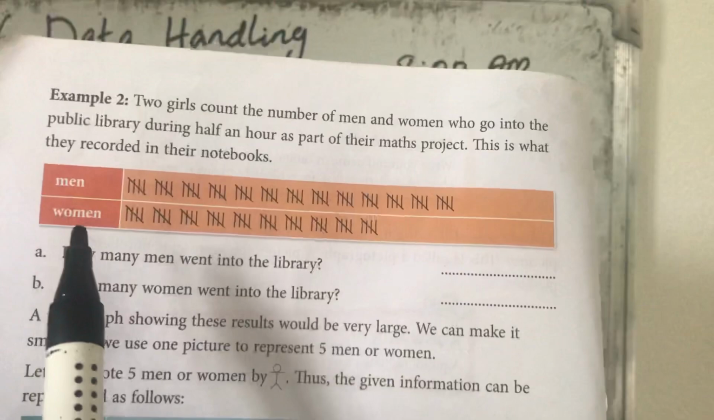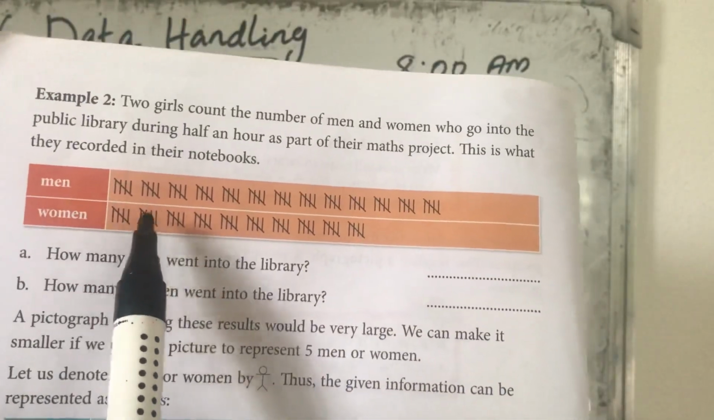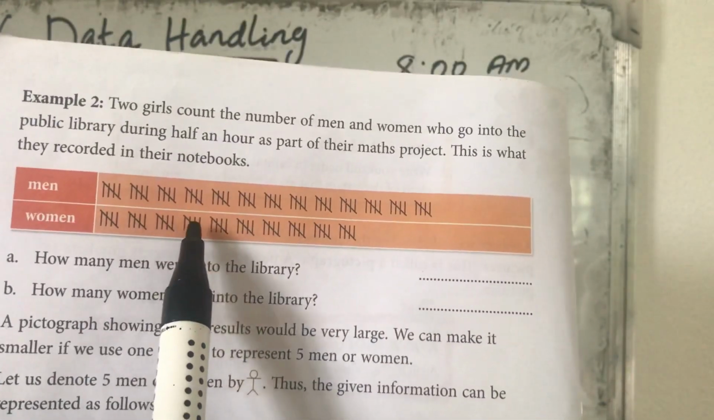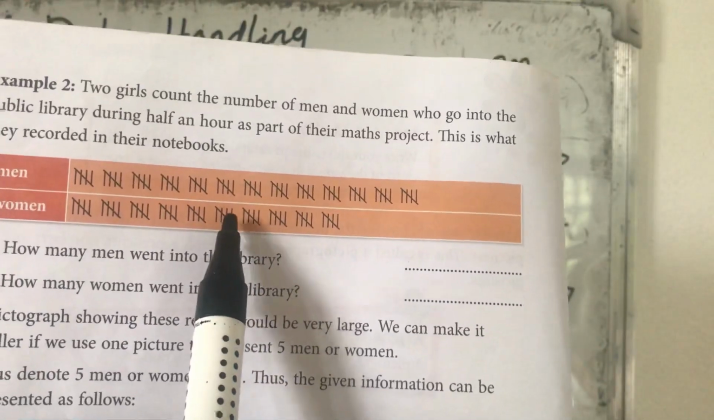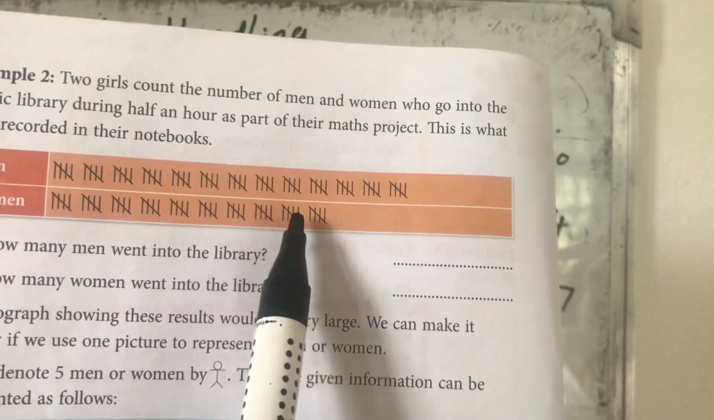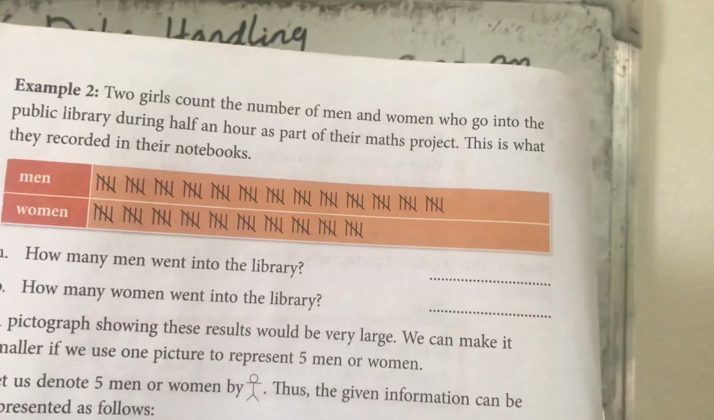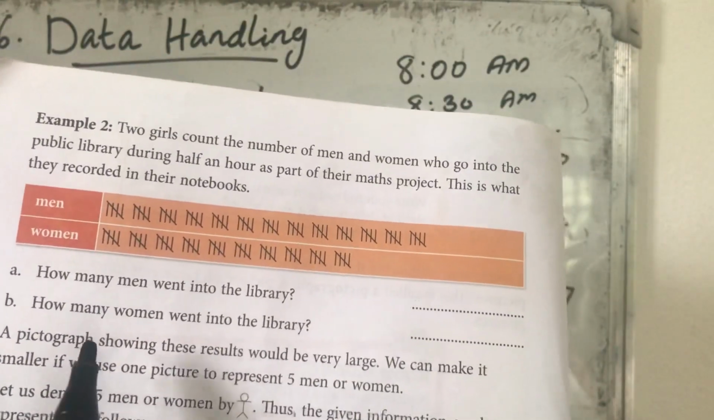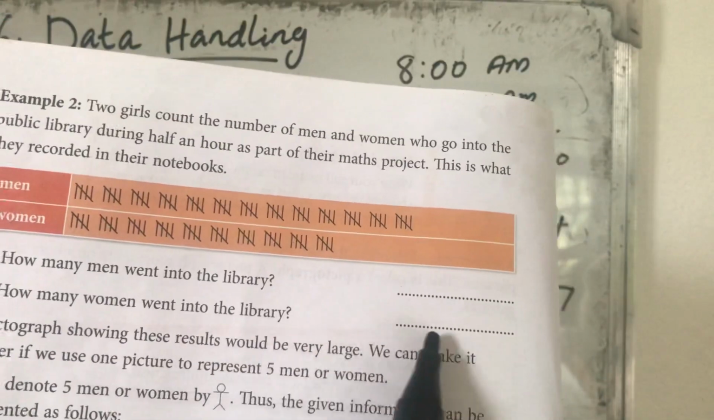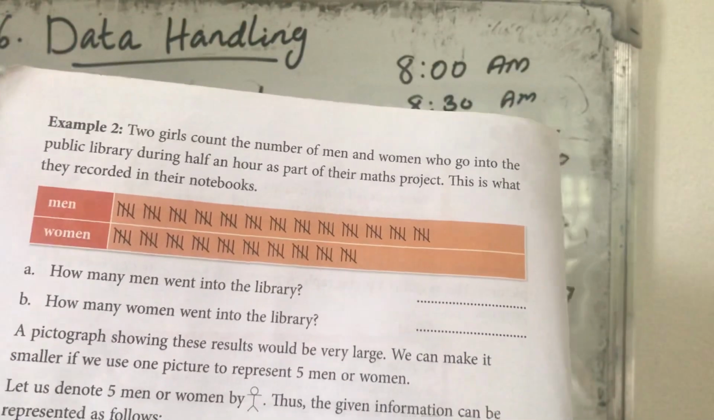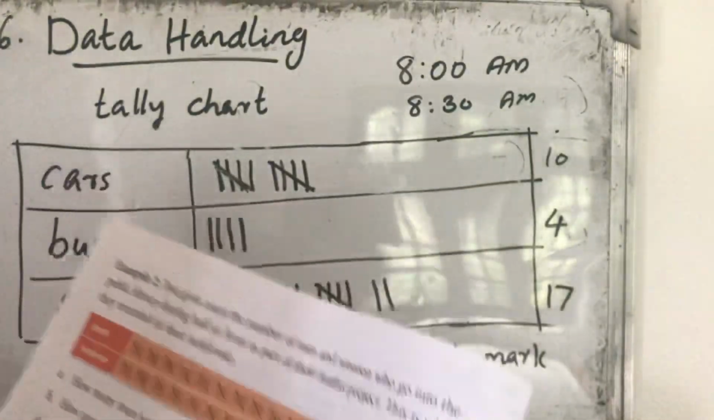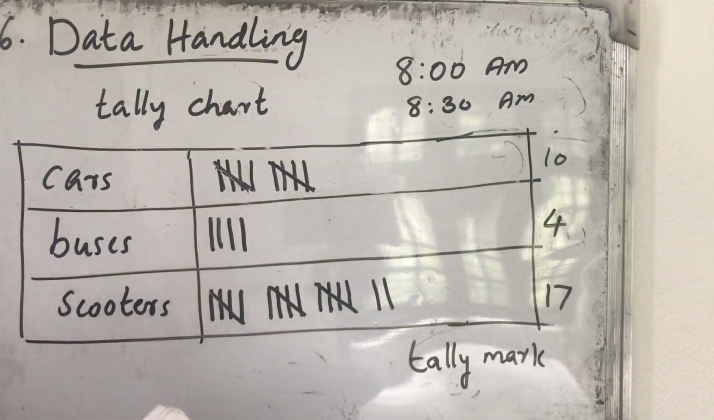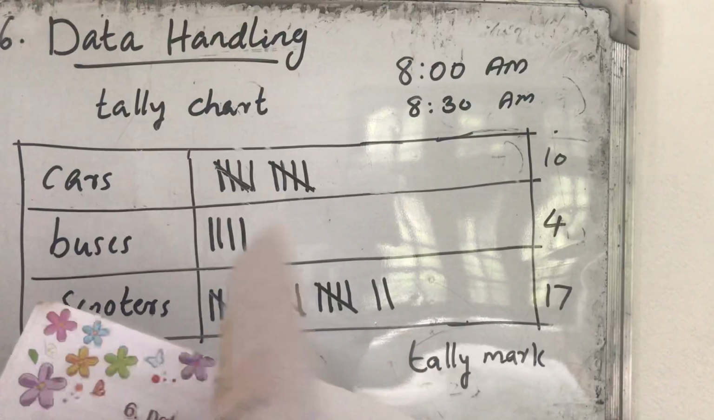Okay, just like that, how many women? 5, 10, 15, 20, 25, 30, 35, 40, 45, 50. Okay, now you can mark here how many men went into the library, how many women went into the library. You can mark here. Okay, just like that, there is another data representation also, pictograph.